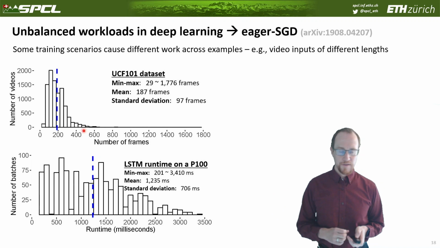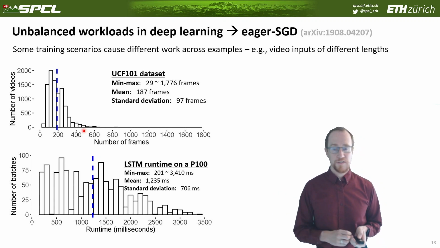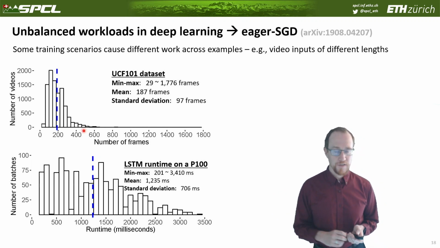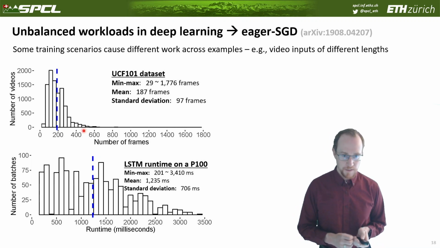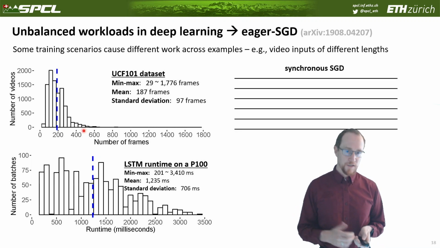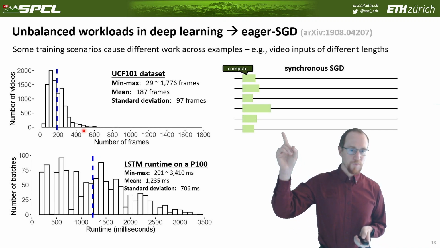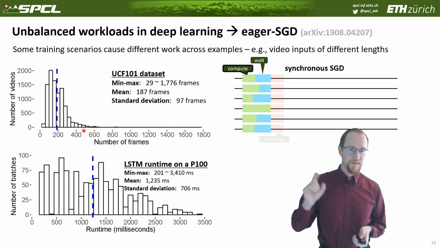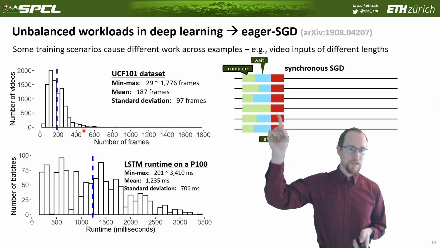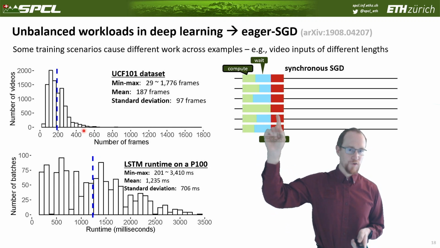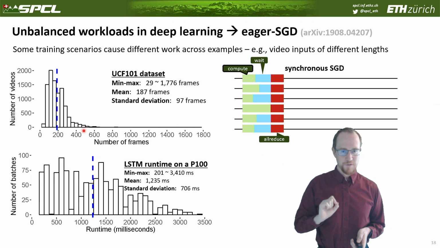Now if you look at the runtime on a P100, that shows a very similar distribution. The standard deviation is now even larger with respect to the mean because of system effects. So what's happening here in synchronous SGD means that we will have different compute times, and then I will wait until I can run my all reduce. I'll wait for the last one here. This guy has computed last. So all the blue time is wasted essentially.